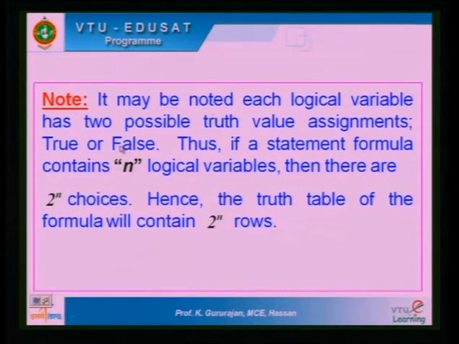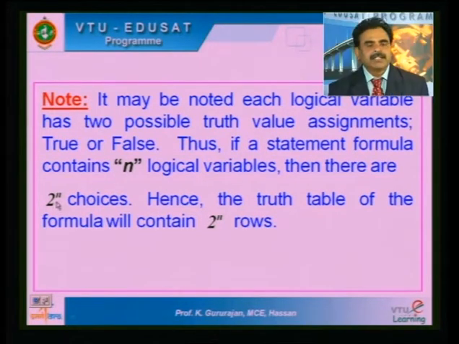Now, suppose we form a statement by using n logical variables. I am interested in finding totally how many choices the compound proposition will have. The answer will come out to be 2 power n choices. Therefore, if you construct the truth table of a compound statement obtained by using n logical variables and connectives, then we will find exactly 2 power n rows. This is very much similar to the result that if you want to form a binary string of n characters, totally how many such binary strings can I form? The answer will be 2 power n. Can you explain to me why? A situation similar to that.